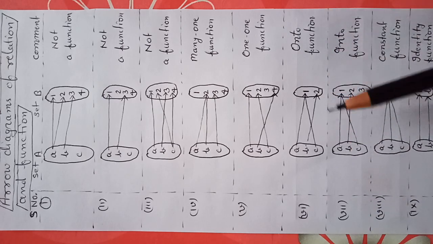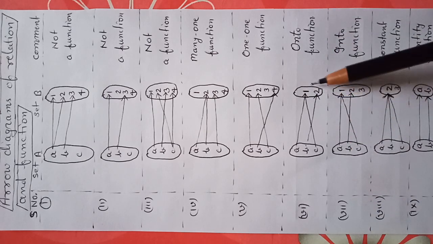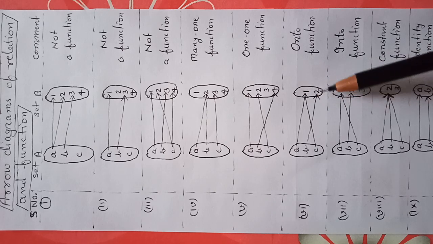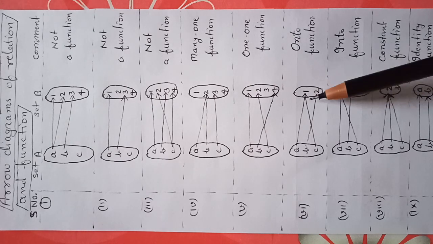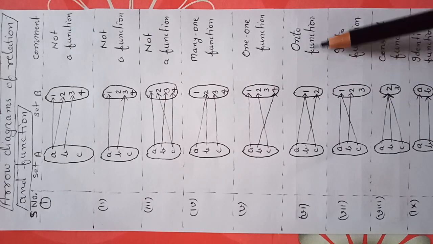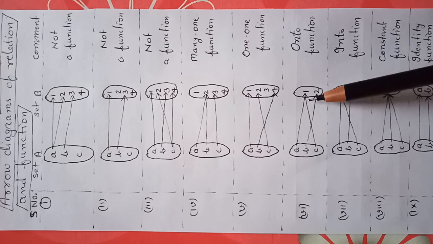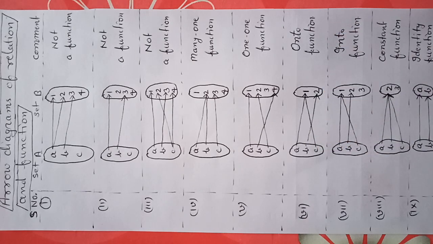Now, what do we see here? Here, the range of the function is equal to its codomain. Therefore, it is onto function. It is an example of many one onto function.